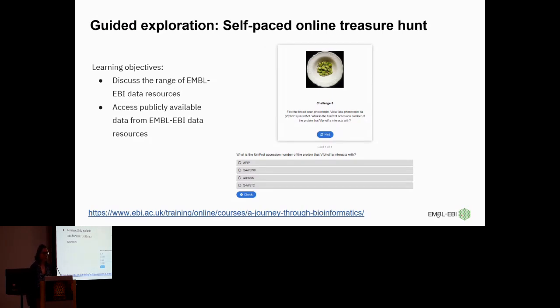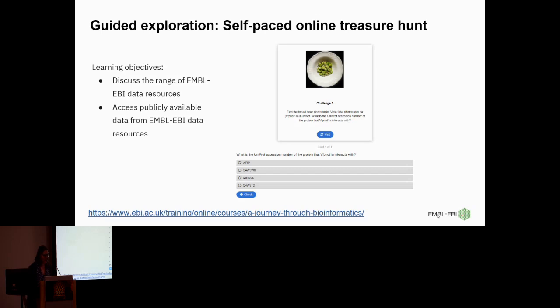The first is actually the online version of that treasure hunt that I mentioned at the start. So this is again all about discovering different EBI resources, but instead of running up to the front to the trainer to ask if they're right, they can just use this little multiple choice question, and there's also the ability to get hints if they need a bit of help.